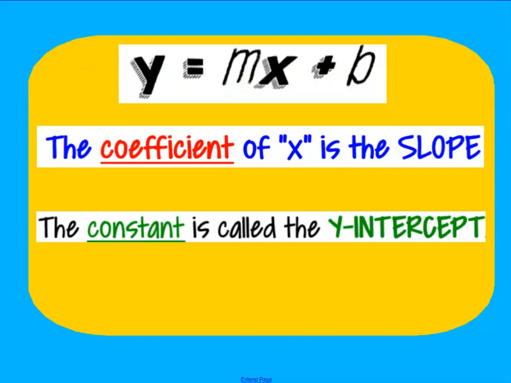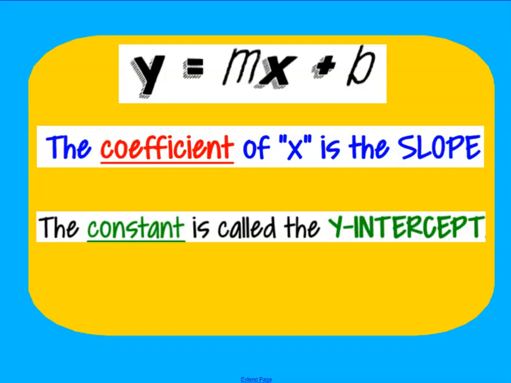Now the letter m and the letter b represent two totally different things, which is why they're different letters. The letter m, or the variable m, is known as the coefficient of x. And any number in the m position, which is the coefficient of x, is called the slope. The variable b, at the end of the sentence, that's a constant, and that represents the y-intercept, or where the line crosses the y-axis. So again, the number in the m position is called the slope, and the number in the b position is called the y-intercept.